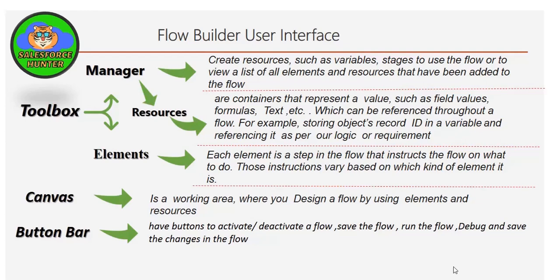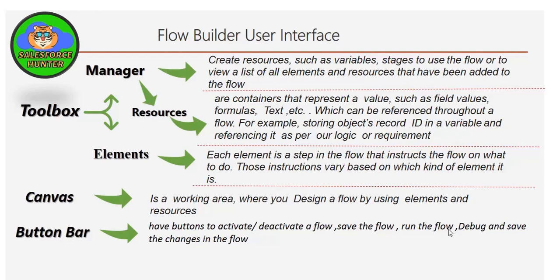Now canvas is basically our drawing book where we will be designing our flows. And the button bar, as the name suggests, is a bar that consists of buttons. It has buttons to activate and deactivate the flow. Since we are creating a flow, we need to activate or deactivate it, and we can also save the flow. If we are done with the flow, we need to save it. We can run the flow to test how it looks when it runs, and we can also debug if there is some error, and save the changes in the flow as well. So this is what the button bar does.